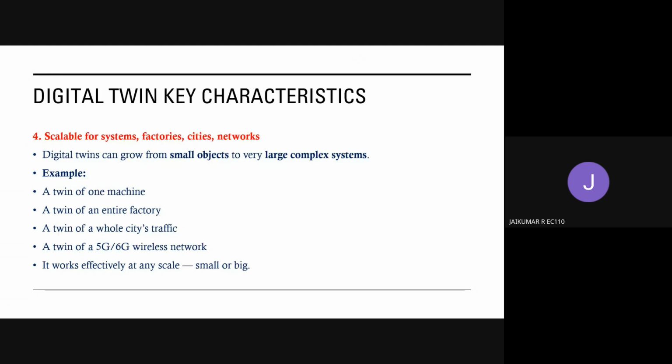And even if you are making a digital copy of a small system or a complex system, it works effectively. The system may be small or big, that doesn't matter. The digital twin works effectively. So that is a main advantage of the digital twin system.